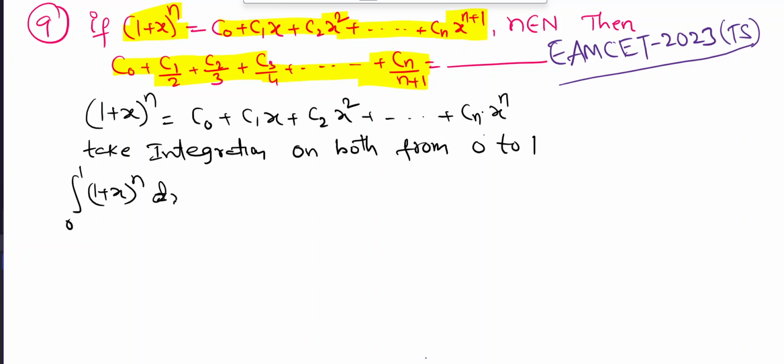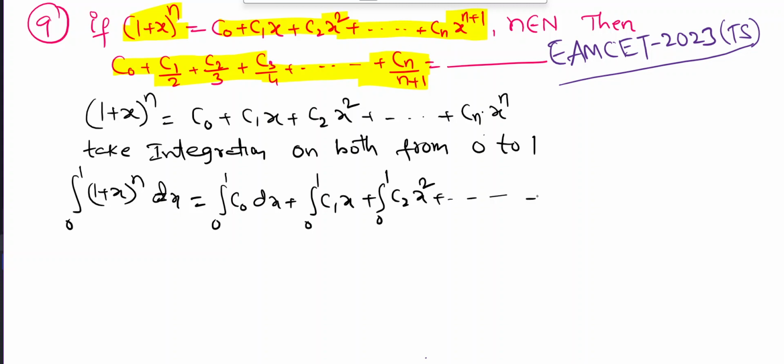dx is equal to integration of 0 to 1 c0 dx plus integration of 0 to 1 c1x plus integration of 0 to 1 c2x square plus up to the last term, integration of 0 to 1 cn x to the power of n dx. This is dx, this is also dx.